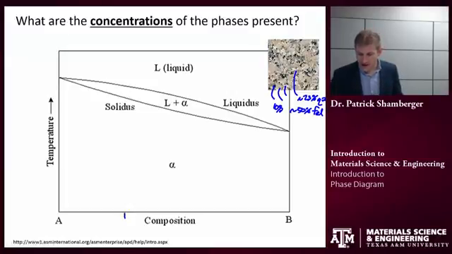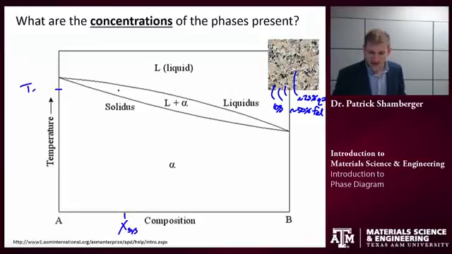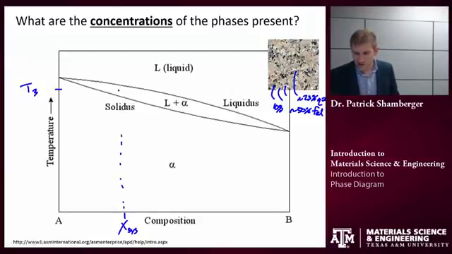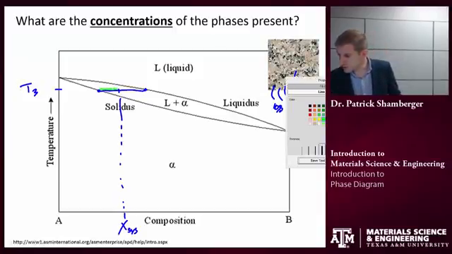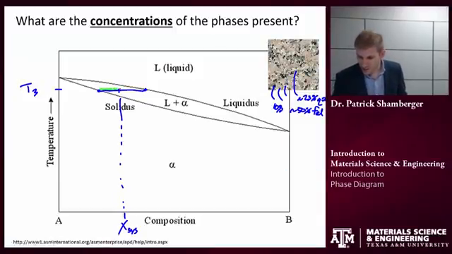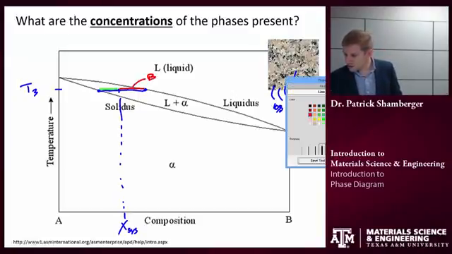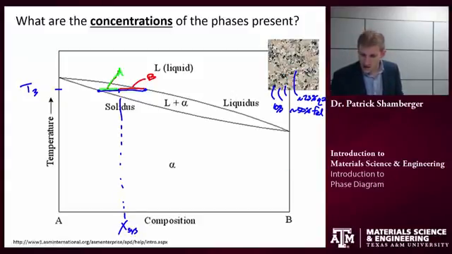So again, we're going to say we have some composition of the system, and we're going to put ourselves in this T3 case again. So again, I'm in the two-phase region. I want to draw a tie line. Now, what I'm going to do is break this tie line up into different components. We'll call this one B. We'll call this one A. And we'll call this one C.